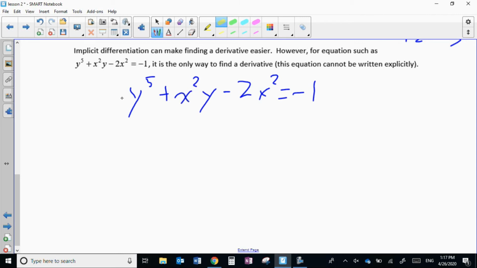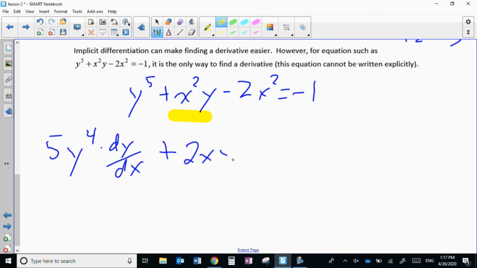Taking the derivative of both sides, starting with y to the power of 5, we're going to get 5y to the power of 4 times dy by dx. Plus, okay, take a look at x squared y. That is technically a product. We are going to need the product rule to do this. So the derivative of x squared y is the derivative of x squared times y, so 2x times y, 2xy, plus x squared times the derivative of y. Well, the derivative of y, thankfully in this case, is just dy by dx.